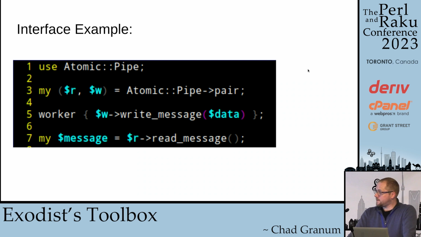So here's the interface. Use Atomic Pipe, create your reader and writer with Atomic Pipe pair. Then in this case, worker is a sub that will run that block in another process. So think of this as fork that does a lot of the work for you. And in that writer, we're sending data. And then when we want the message, we just say, hey, give me the message.